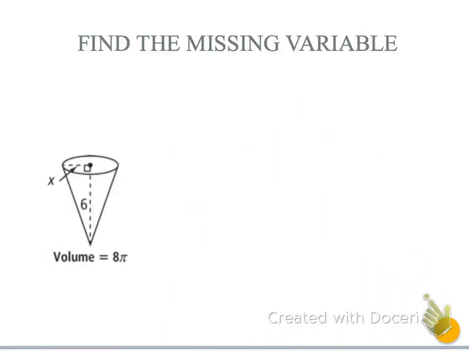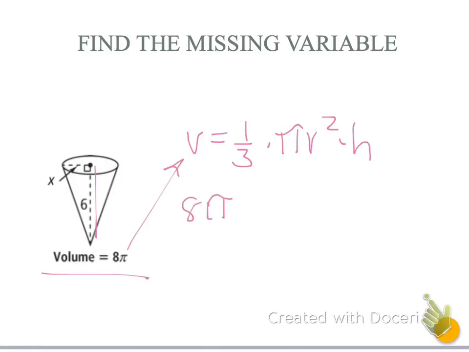Find the missing variable. So I give you the volume, I give you the height, I need my radius. Okay, so again, I'm giving you the volume, so you're most likely going to be setting it equal to the volume of a cone equation. So V equals 1/3 times pi times the radius squared times your inside height. So I'm giving you the volume, so 8 pi equals 1/3 times pi times your radius, which I don't know. All I know is it's represented by x squared times your inside height, which is 6.